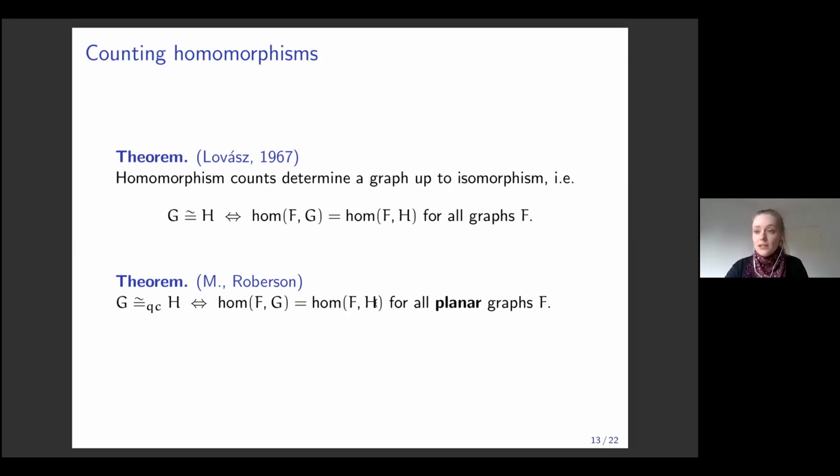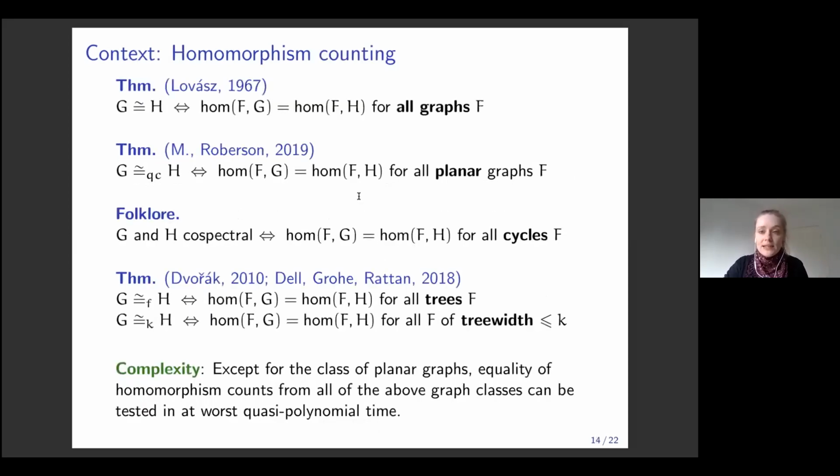And actually, this fits nicely within the larger context. So people have looked at the question of what happens if you look at counting homomorphisms from some fixed class of graphs, okay? So for instance, if you count the number of homomorphisms from all cycles and you require equality, then you recover this relation on graphs known as cospectrality. So adjacency matrices having the same eigenvalues. Equality of homomorphism counts from all trees gives you this linear relaxation of graph isomorphism known as fractional isomorphism, and even further relaxations of fractional isomorphism that are known as K-equivalence can be understood in terms of counting homomorphisms now from graphs of bounded tree width.